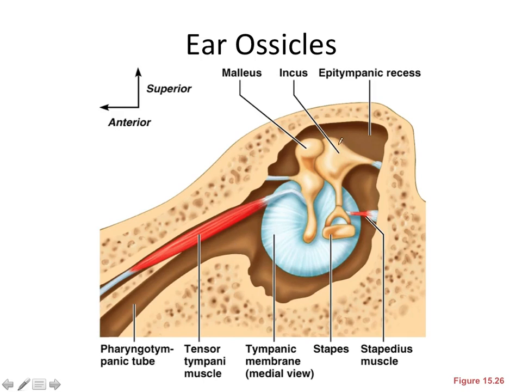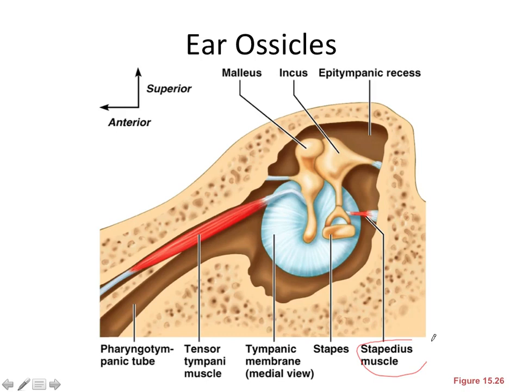Here we can see the second is the incus, and the third is the stapes. The stapes is also attached by a tiny muscle called the stapedius muscle. Very interestingly, the stapedius muscle is the smallest skeletal muscle in our body. Its function is to stabilize the stapes.